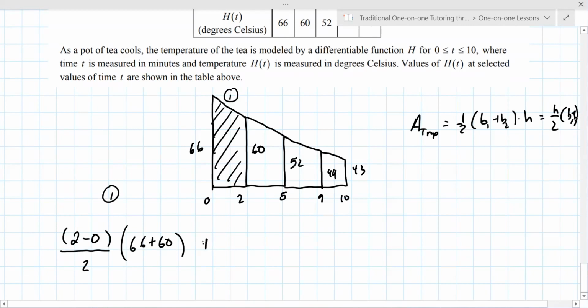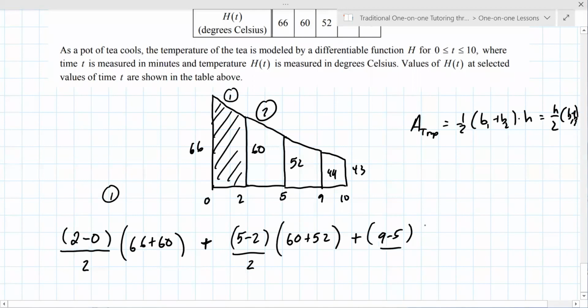Plus, what's the width of the next one? It's 5 minus 2 over 2 times, and then you just add them up, not the average. Yep, so that takes you to the next one. And then plus 9 minus 4 over 2, good. 50, and then you add up 52, 44. And then the last one is 10 minus 9 over 2, 44 plus 43.